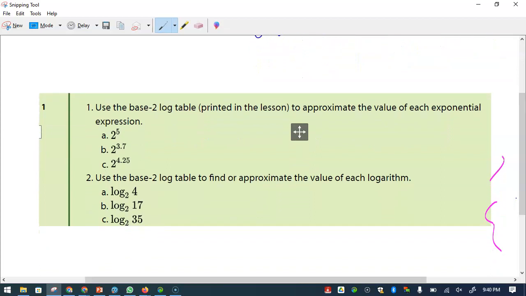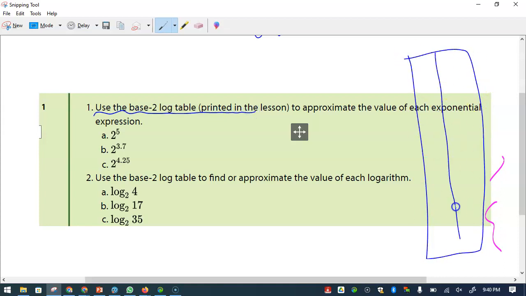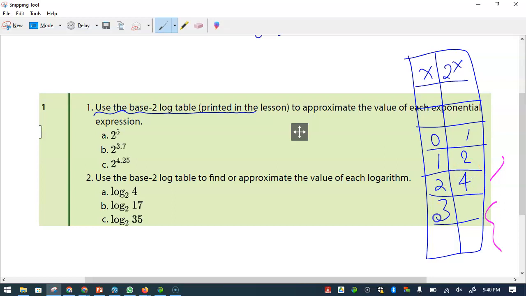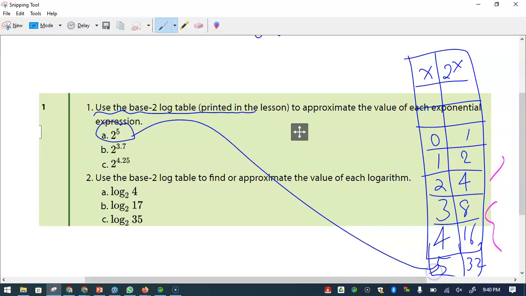So the first question asks to use the base 2 log. So I'll go straight to the base. We know that if this is the input and this is 2 raised to x, by now we should know that if it is 0, it is 1. If it is 1, it is 2. If it is 2, 4, then 3, 8, and you can see how many times you multiply, and so on. So using this table, we can easily figure out what is 2 raised to 5. So 2 raised to 5 is here, 32. So that's the easiest one.